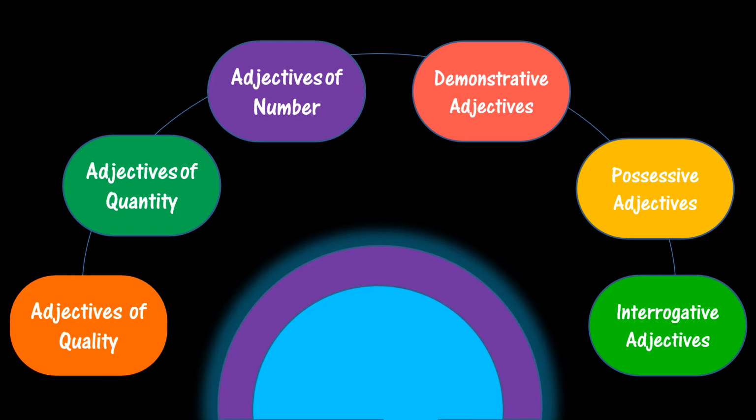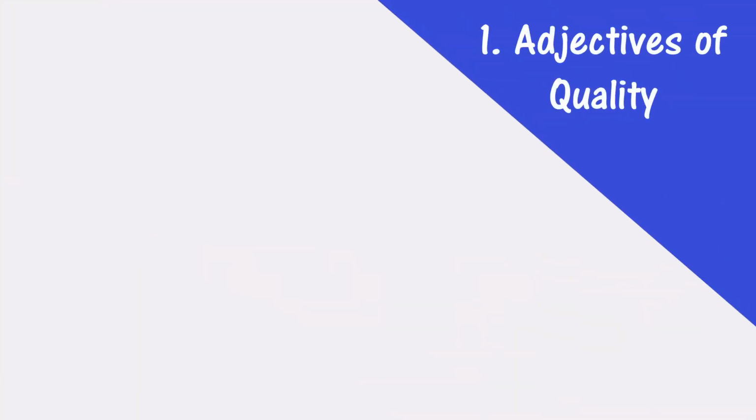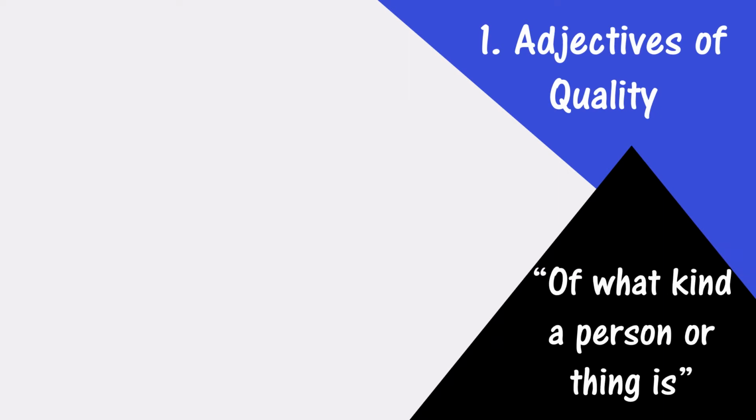So first we will take up adjectives of quality. Adjectives which tell us of what kind a person or thing is are called adjectives of quality. It is a word that describes nouns and pronouns. Most of the adjectives belong to this type. These adjectives provide information about the noun or pronouns they describe. That is, it shows a quality or feature of a noun. It answers the question of what kind.